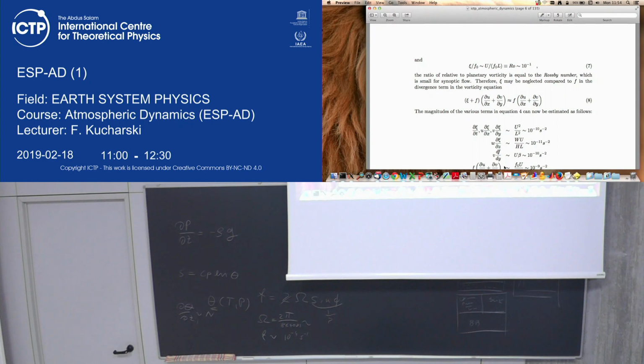So that gives a directional. That means whenever we have a convergence, we create positive vorticity. Whenever we have divergence, we create negative vorticity. That's the asymmetry that comes into play for the large scale.